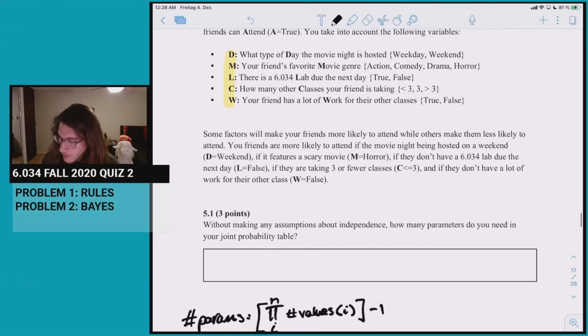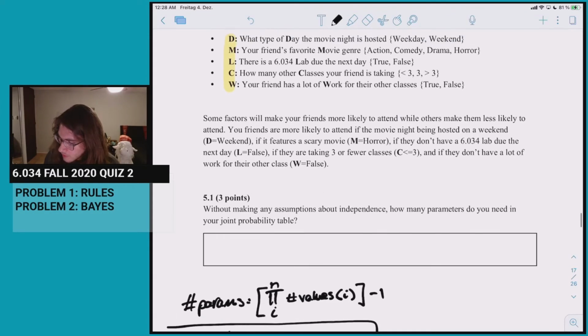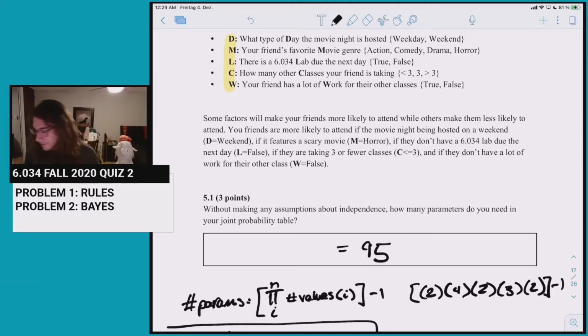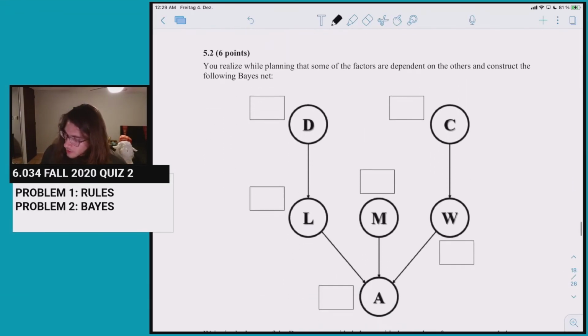Okay, so I have that D has 2 possible values. This is the product of everything. So then W has 4 possible values, L has 2 possible values, then C has 3, W has 2. And then all of that minus 1, and that is equal to 2 times 4 is 8, times 2 is 16, 48, 96 minus 1 is 95. If only my hand would agree with my mouth. 95. Okay. That's the number of parameters.